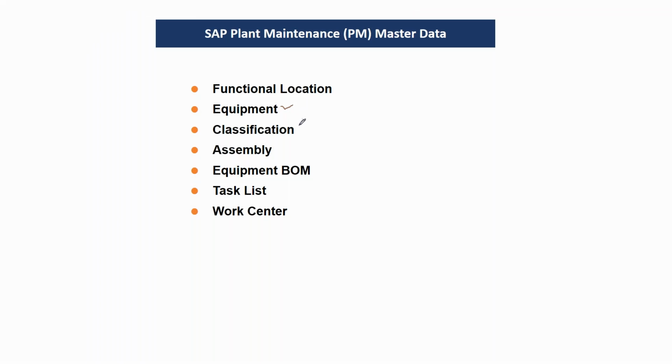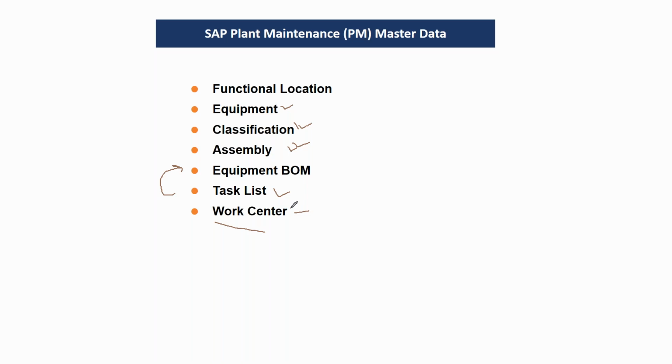Okay, this is the equipment, that is the object where exactly you are going to do the maintenance. You can classify all these master data based on the classification. Assembly, you can create, this is another object where you can have different assemblies, like equipment at one place, and then similarly you will consider the assembly. Equipment BOM, you can create a BOM of equipments, bill of material. Task list, whatever the tasks you need to perform to do the maintenance, and then work center, where exactly your maintenance will be carried out.